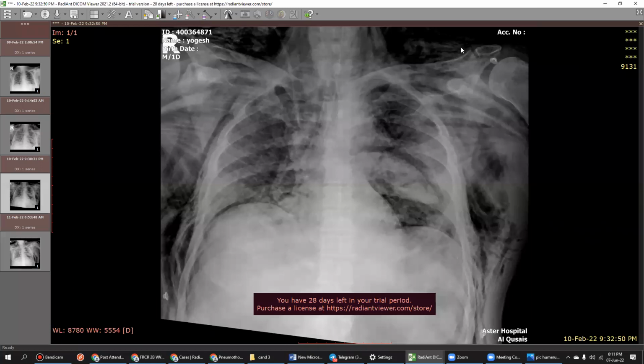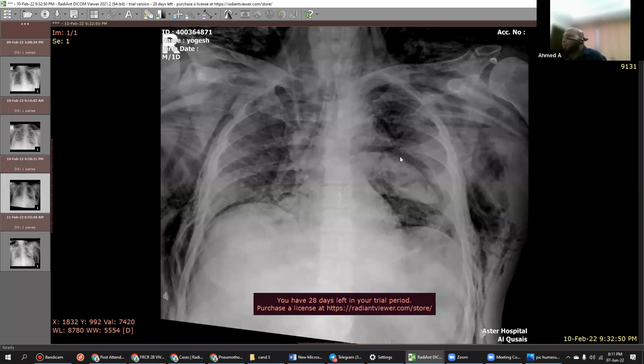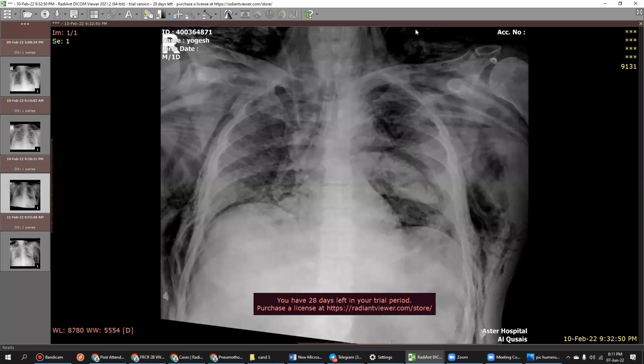There are so many things, that's why it is a tricky film. The presence of surgical emphysema makes it hard.